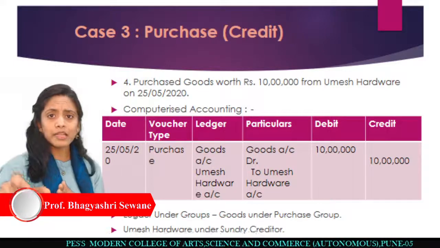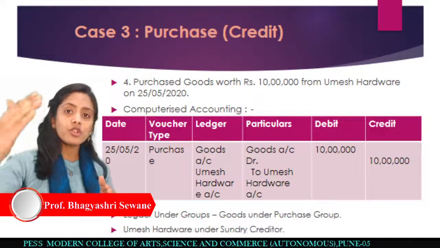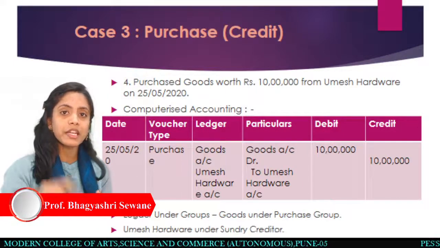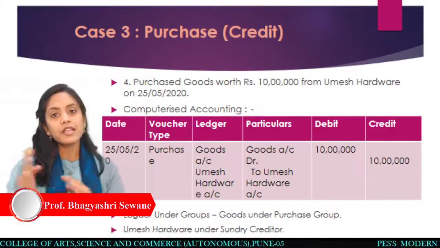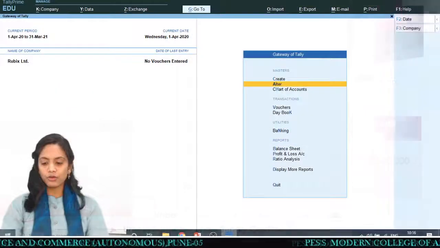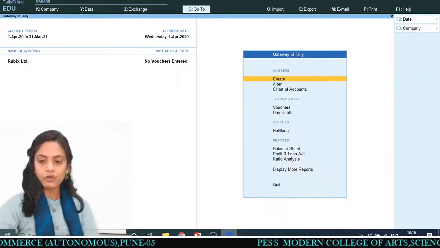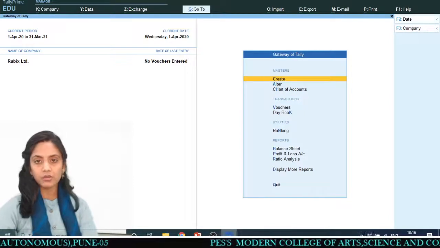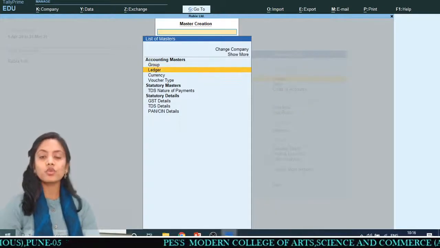We will prepare a ledger, no doubt, but under which group these goods should be, you must know about these things. Okay, so we will go to Tally first and see how to create this ledger. I'm going once again to the Create option, entering over here, and I want to create a ledger.